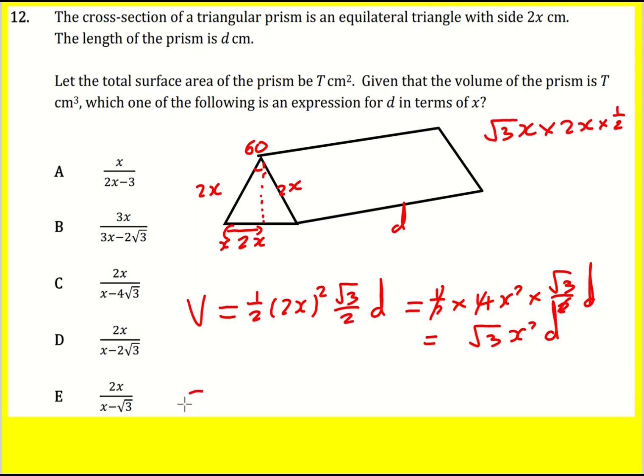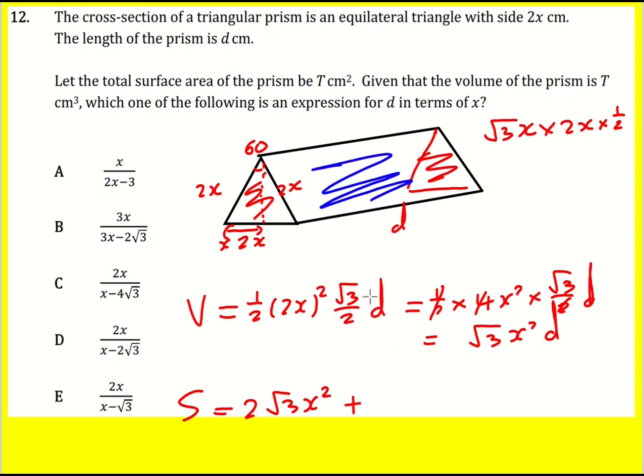Now for the surface area. Well, we're going to get two lots of the triangle, which will be 2 root 3 x squared. That one and the one that's here. And I'll be adding on 3 rectangles, which will simply be 2x times d. So actually it'll be 6x times d.